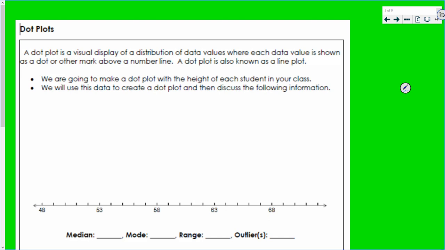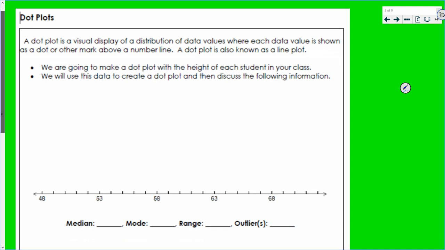And it's very easy to find your median, your mode, and your range using a dot plot. You can also identify gaps and outliers. So there are several really good reasons that dot plots are a good visual display for, again, smaller amounts of data. The building of a dot plot is actually relatively simple.